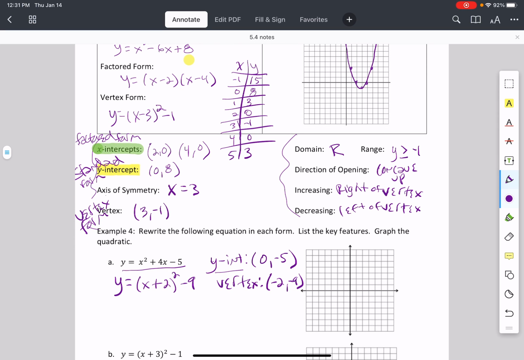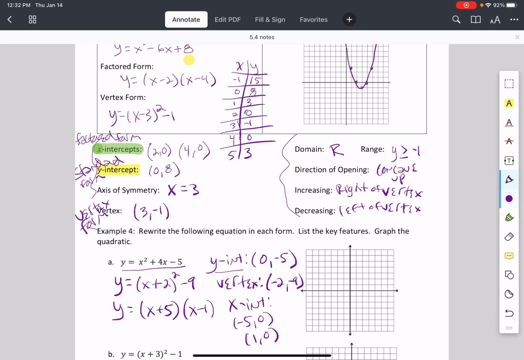Okay, on example 4A here, for time I'm not going to make you do it, but if I did, this is what you would get for the factored form. Okay, so can you tell me the 2 x-intercepts? Based on all those things we just talked about? -5, 0, and 0. Good job.